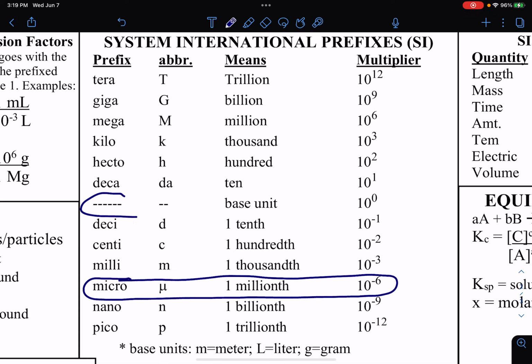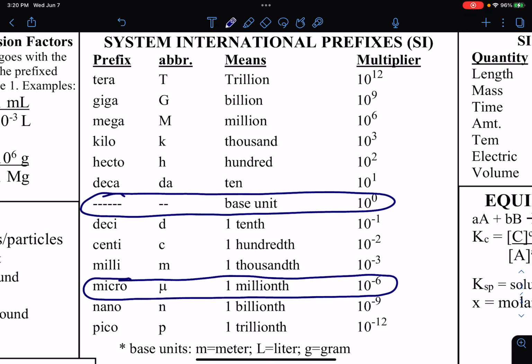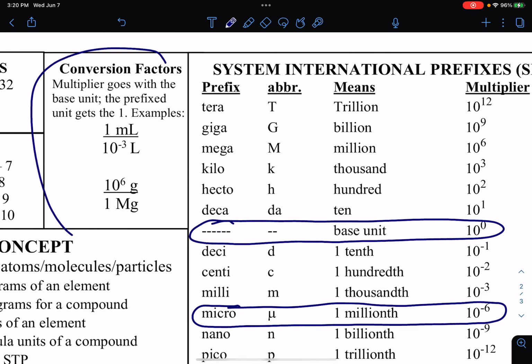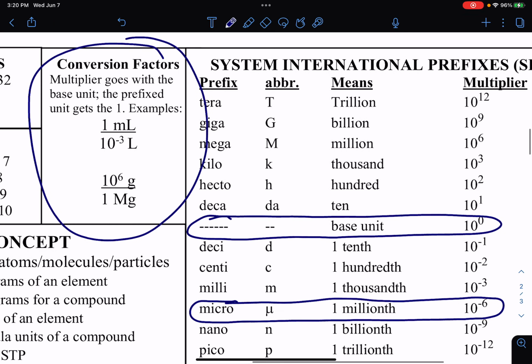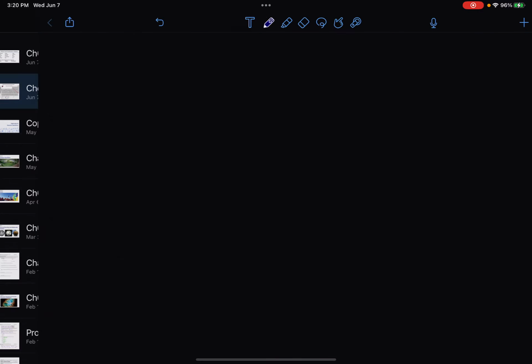Grams is the base unit, and that's the ones with the dashes. It means you only have one of it. And then the micrograms has a multiplier of 10 to the negative 6. So this means that there are 10 to the negative 6 grams in 1 microgram. Remember your box here, this is very important. The multiplier for the micro, the 10 to the negative 6, it goes with the base unit. The base unit is the gram. The prefixed unit, the microgram, gets the 1 when we write out the unit conversion.